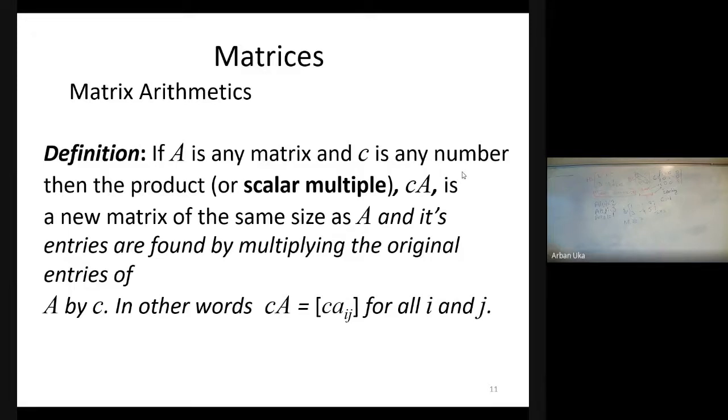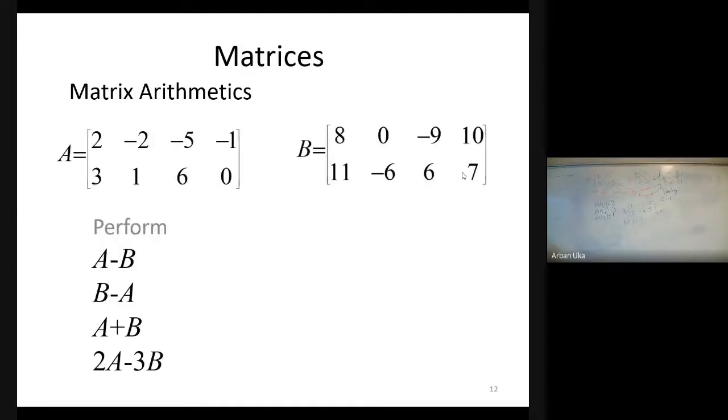Then we can also define the scalar multiplication of a matrix with a constant number. So we can have a simple number, we just multiply the whole matrix, and all entries in the matrix would be multiplied 1 by 1.